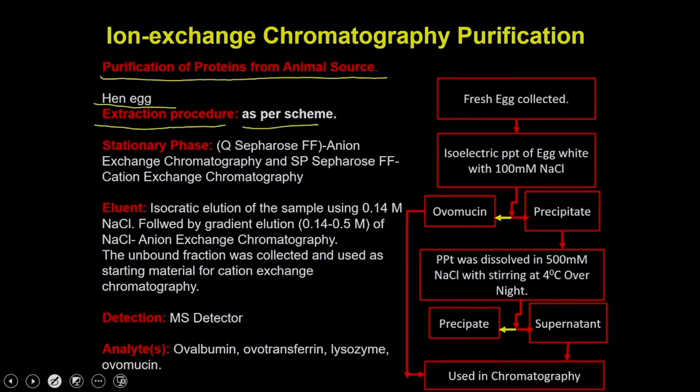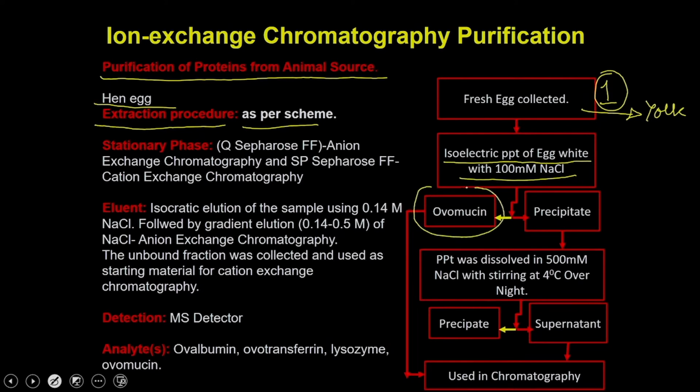So, in the extraction procedure, we first have to collect the fresh egg, then break open the egg and remove the yolk part. You just take the egg white, and then you have to do the isoelectric precipitation of the egg white with the help of 100 millimolar NaCl. Once you do that, you are going to get two fractions.